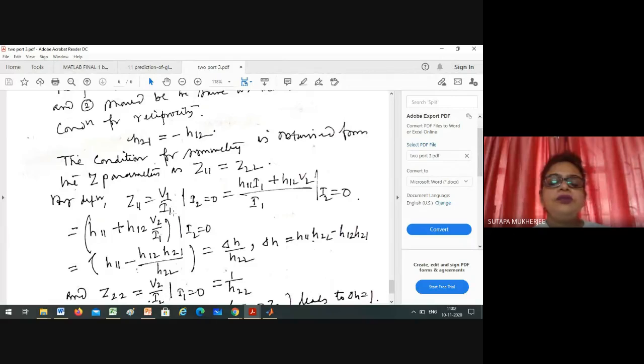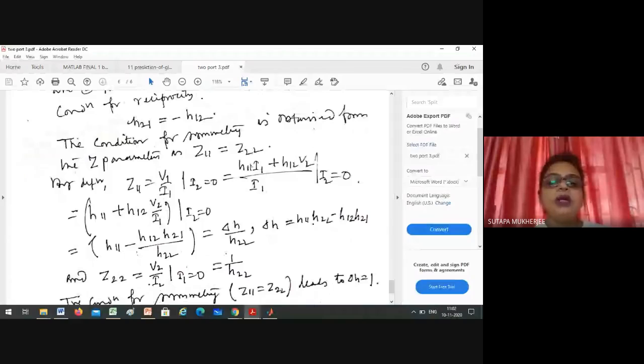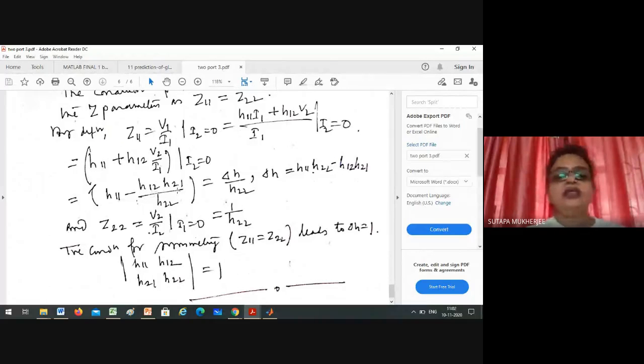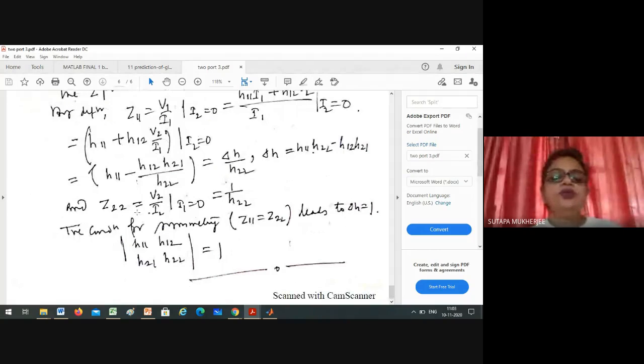So Z11 equal to V1 by I1 and Z22 equal to V2 by I2, provided I1 is 0. Similarly, if you do the calculation, you will get H11 I1 plus H12 V2, I2 equals 0. Taking I1 common, H11 equal to H12 V2 by I2, with I2 equals 0. And H11 minus H12 H21 by H22 is equal to delta H. What is delta H? H11 H22 minus H12 H21. You will do it yourself and then it will be clear. So Z22 equal to V2 by I2, already you know, is equal to 1 by H22.